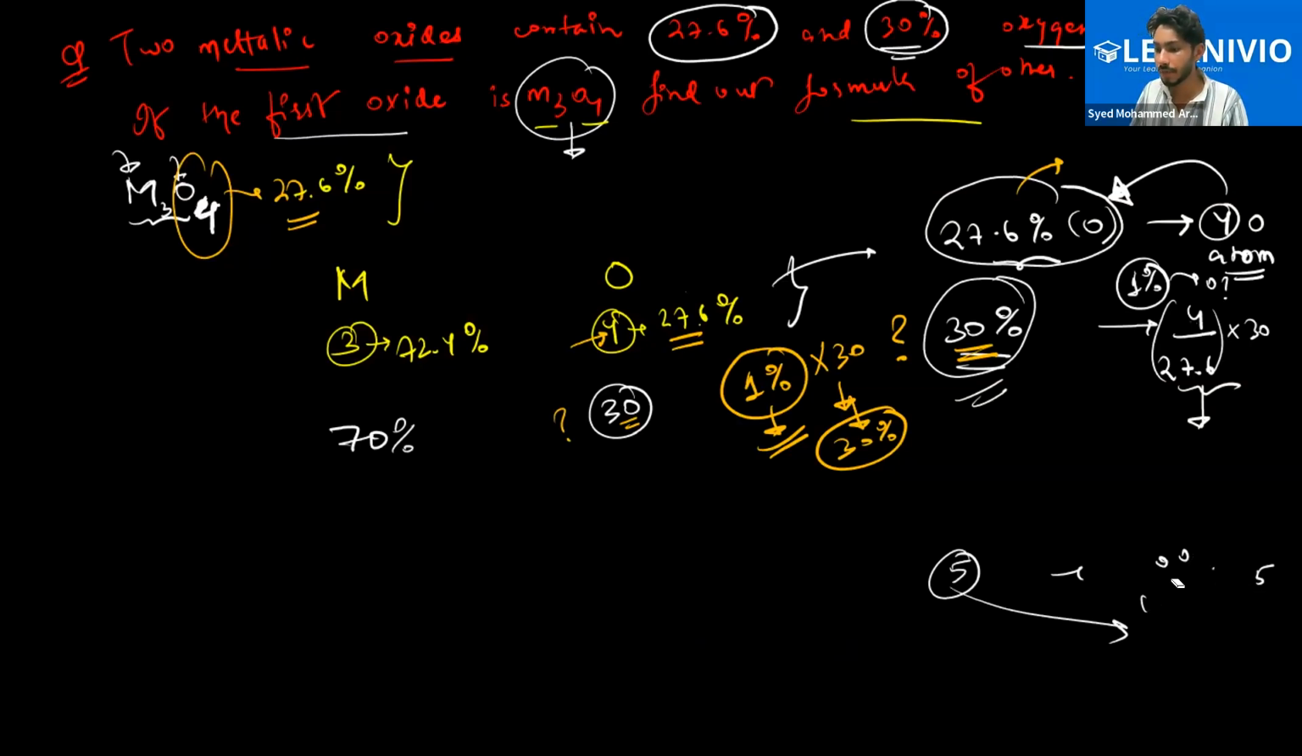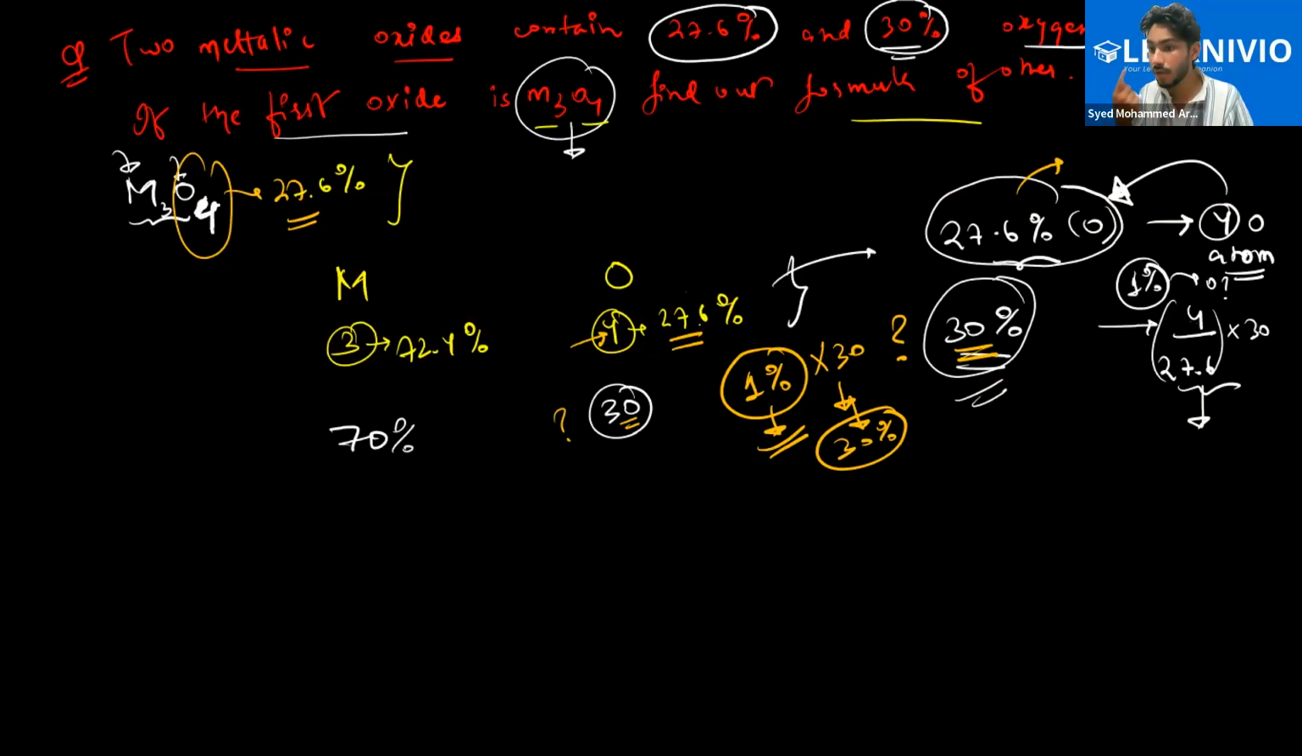So I'm using a calculator so that I can easily explain the concept. If such types of questions are asked in your examination, the calculation will be simpler for you, so you can easily divide or multiply. But here there are some decimal points, so that's why I'm using the calculator for faster calculation. So 4 divided by 27.6, you'll get 0.144. So 0.144 is my number of oxygen atoms in 1%.